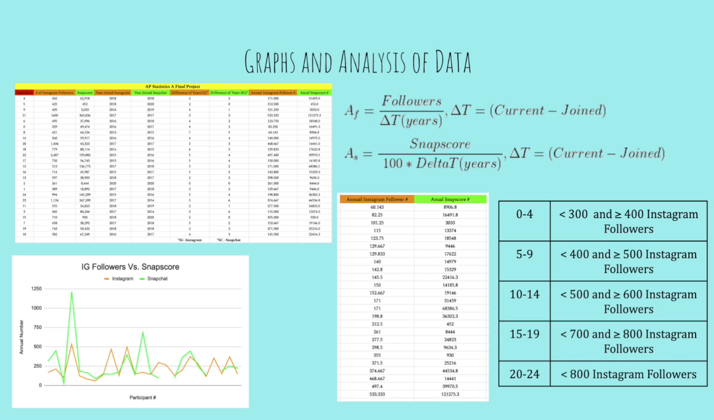So using this difference of years, I could create a formula that I could use to compare them on the same scale. Another reason was because finding this annual Instagram follower number gives me an average of annual Instagram followers. So how many Instagram followers they had for each year.